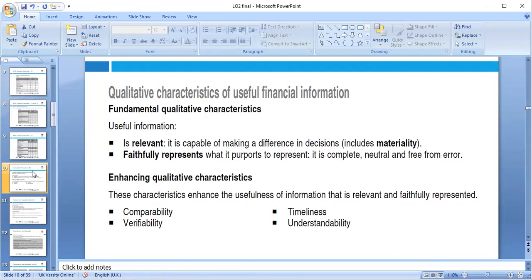The information should be neutral, free from errors, and complete. Okay, we can look at the enhancing qualitative characteristics: comparability, verifiability, timeliness, and understandability. These four characteristics are very important. Then we have the enhanced ones as well.